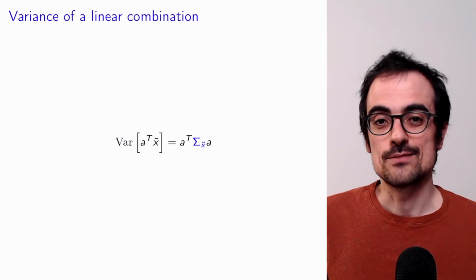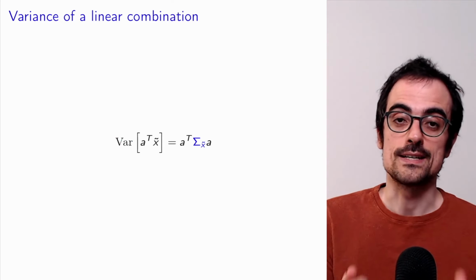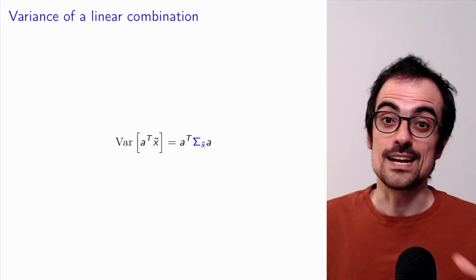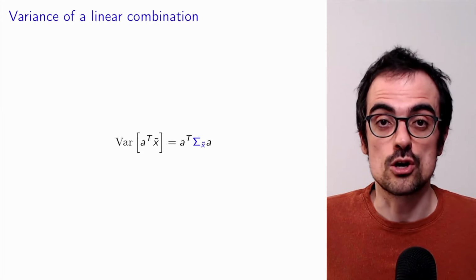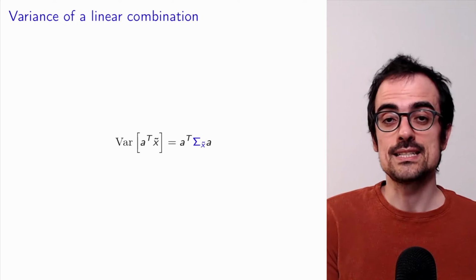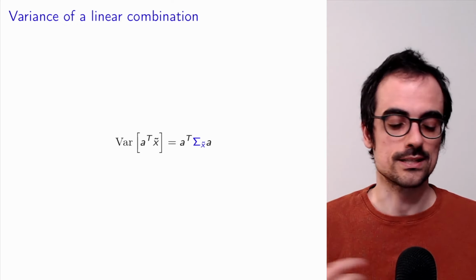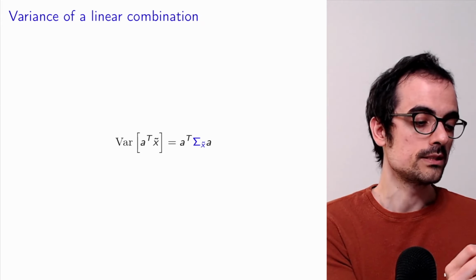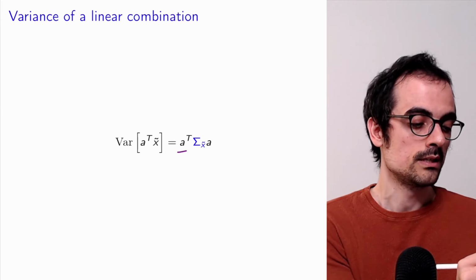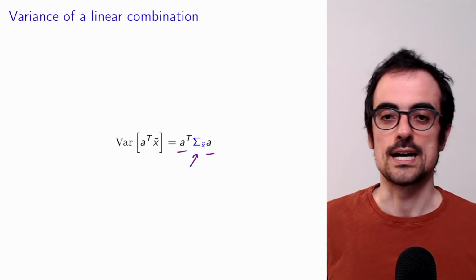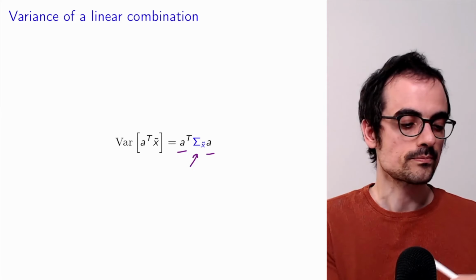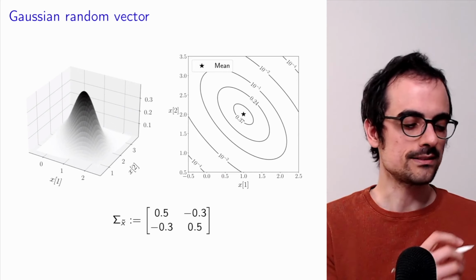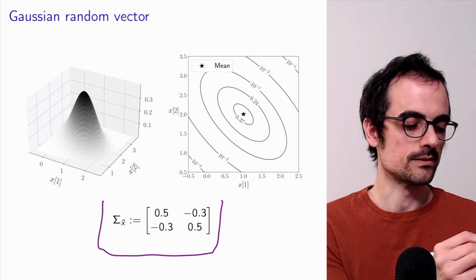We now remember that if we're interested in the variance of the inner product between a deterministic vector and a random vector, that is encoded in the covariance matrix of the random vector. We proved this in the video on the covariance matrix. In particular, that variance is going to be equal to the deterministic vector transposed times the covariance matrix times the deterministic vector again. In this case, for our Gaussian random vector of interest, this is the covariance matrix.